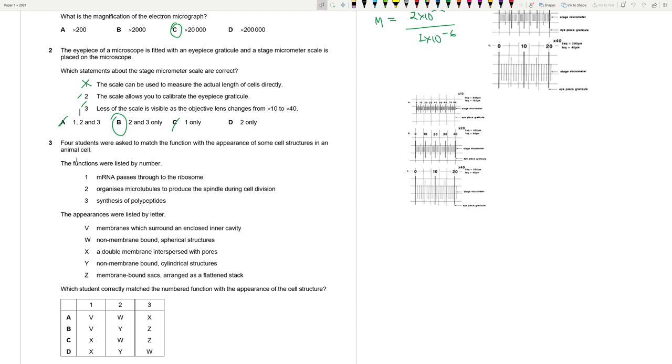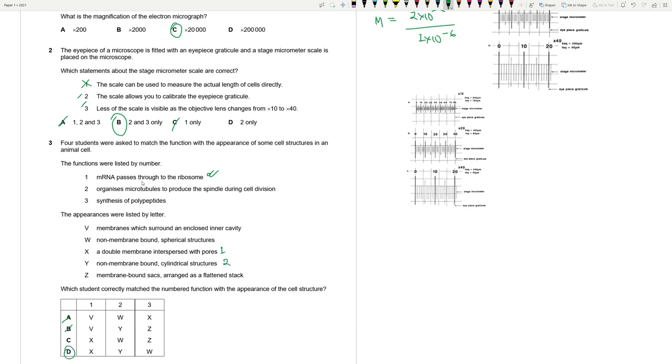Let's begin. So, this is basically the nuclear membrane. So, the nuclear membrane or the nuclear envelope is a double membrane structure. So, we're going to look for a double membrane structure, and that only matches with X, right? So, the X is actually 1. X is 1. Now, organizes microtubules to produce the spindle during cell division. We're talking about centrioles here, right? So, centrioles are actually non-membranous. Okay, they're non-membranous and cylindrical. Okay, so this should be 2.